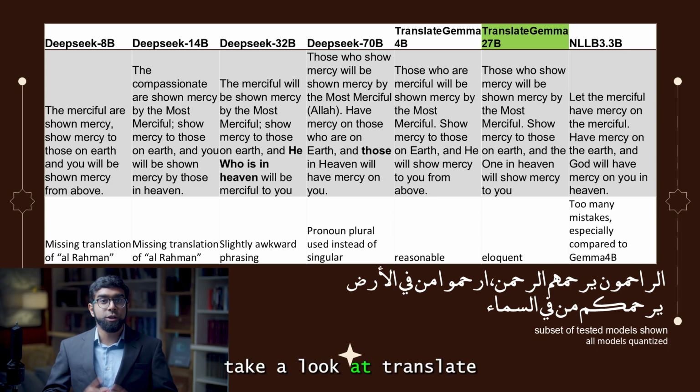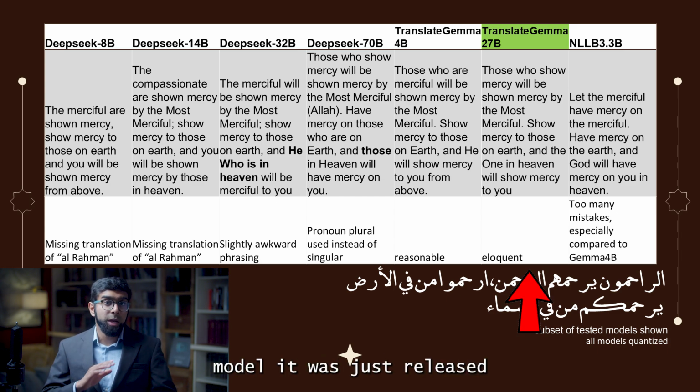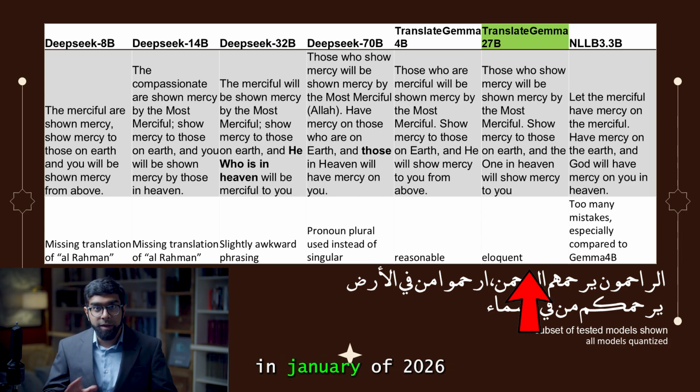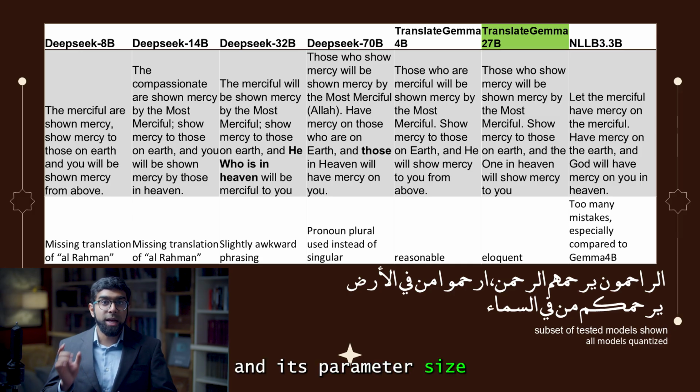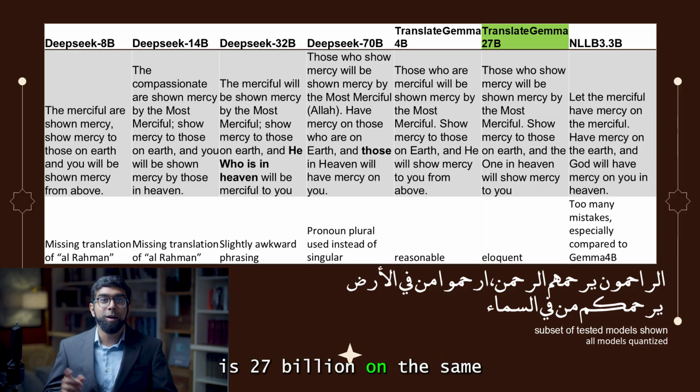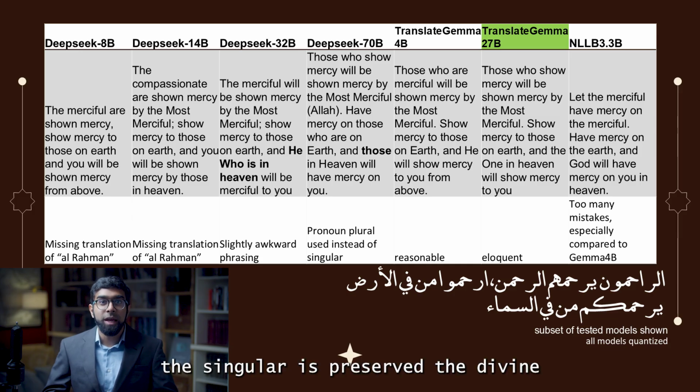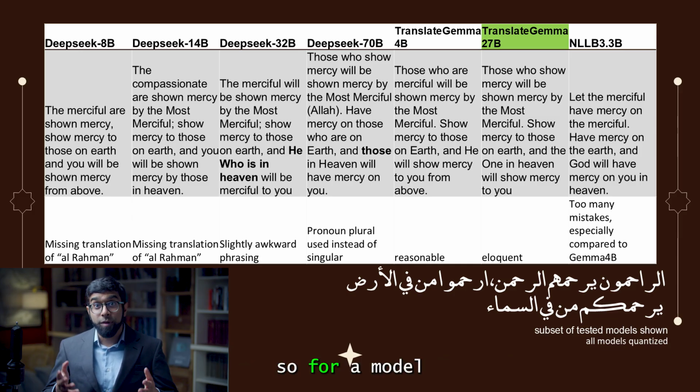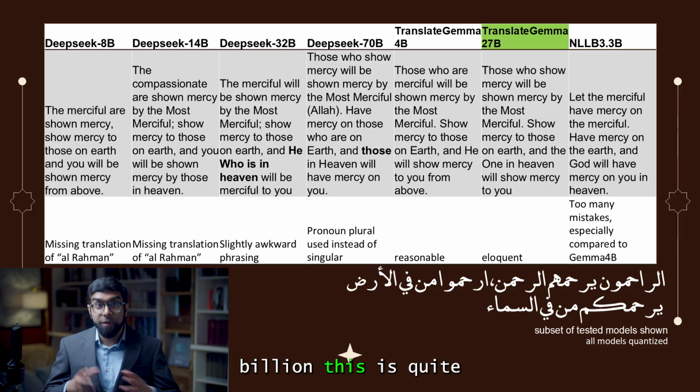Now let's take a look at Translate Gemma. This is a new model. It was just released in January of 2026, and its parameter size is 27 billion. On this same text, it reads, those who show mercy will be shown mercy by the most merciful. Show mercy to those on earth, and the one in heaven will show mercy to you. The singular is preserved, the divine name is correct, the syntax is natural. So for a model running at a fraction of the parameter count of 70 billion, this is quite good.